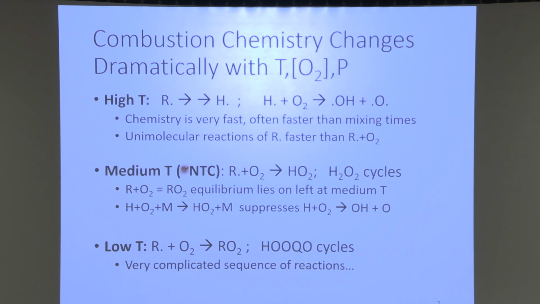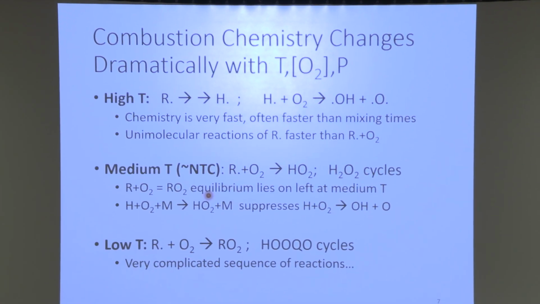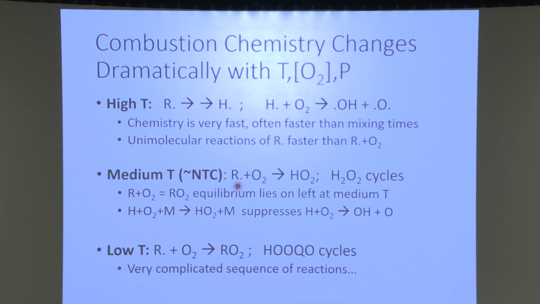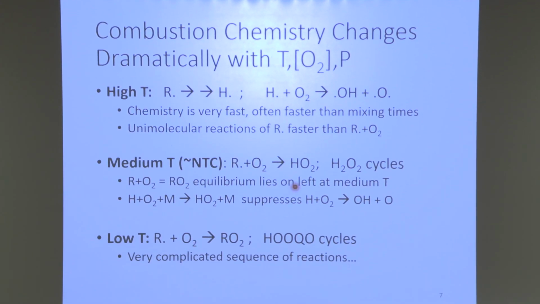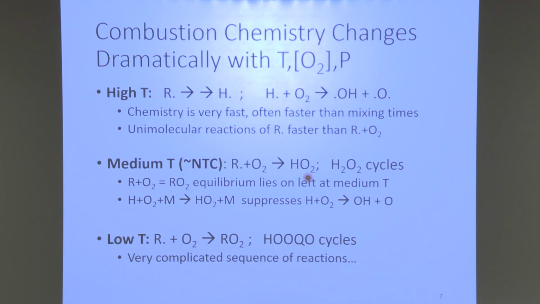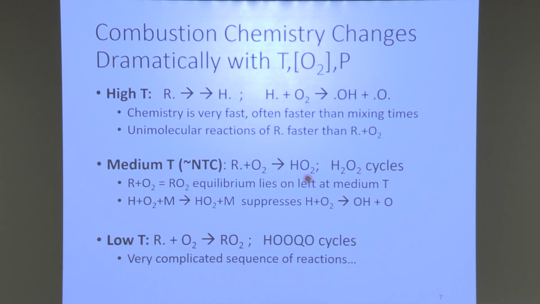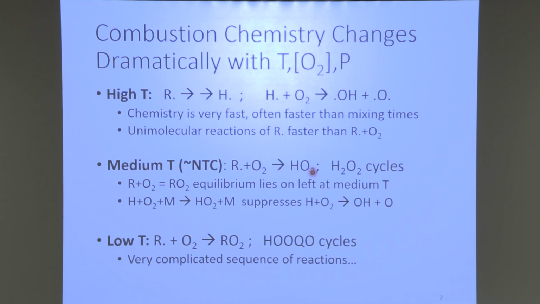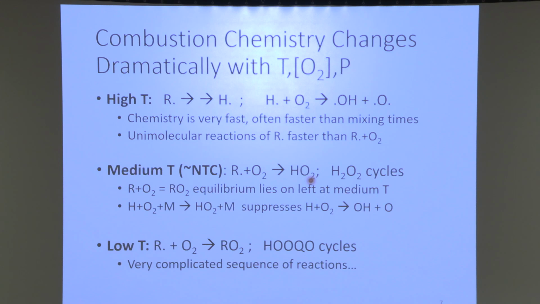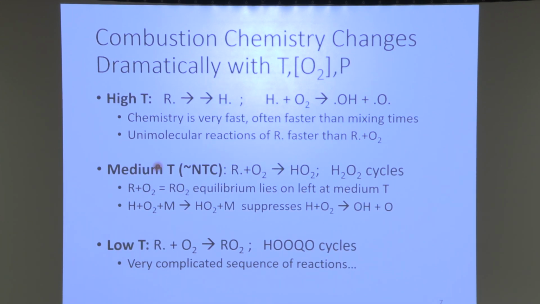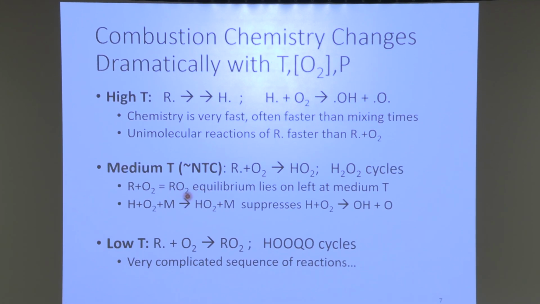In the medium temperature range, where things are non-monotonic, it's kind of weird. The R reacts with the O2 just like it does here, but it makes a different product. This has to do with the chemical activation we mentioned: you can have the same reaction occurring, but the product can change at a certain temperature. So instead of making this product, it makes this product plus an alkene. Then you make lots and lots of HO2, and that leads to formation of H2O2, and you get some cycles there.